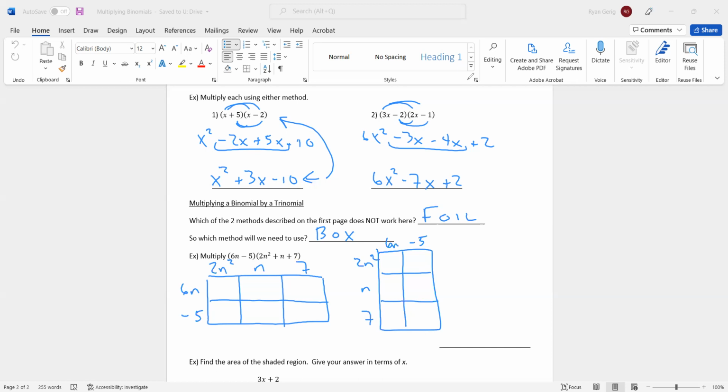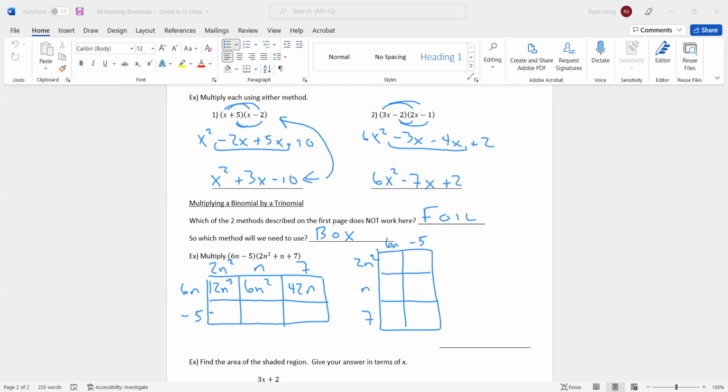So 2n squared times 6n, that's 12n to the third, right? I have 2 n's putting with 1 more n, so it's n to the third. 6n times n is 6n to the second, right? 6 times 1 is 6, n times n is n squared. 6n times 7 is 42n.